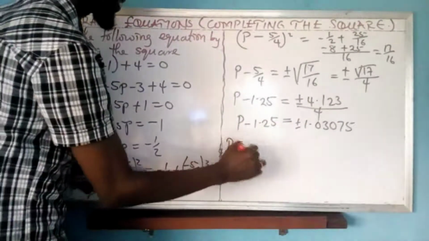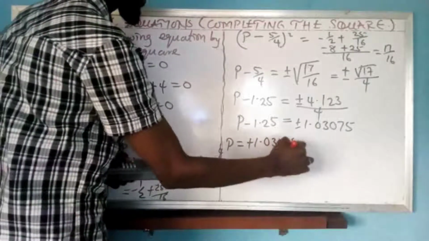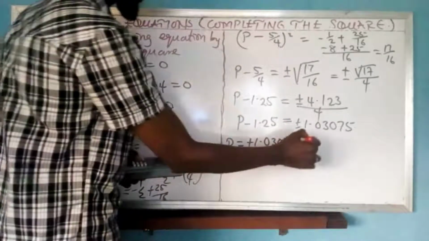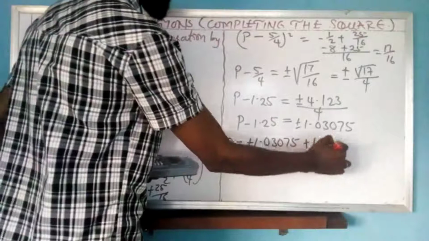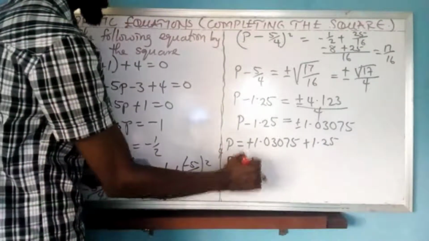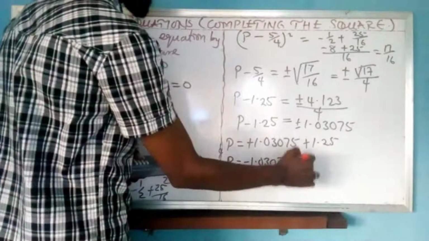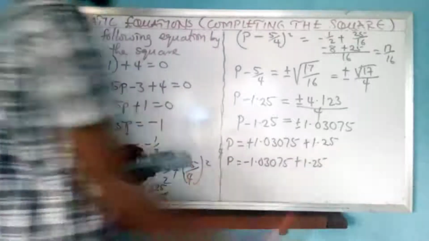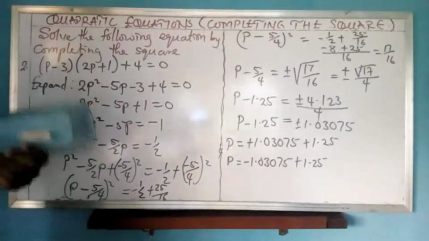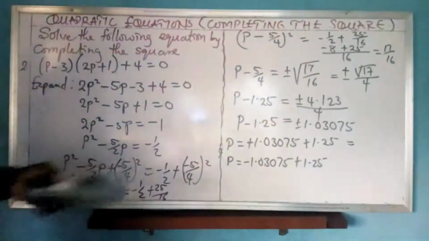So our p will now be plus 1.03075 minus, this one is going to what? To go and add in the other side. That is 1.25. Or we can have it to be p is equals to minus 1.03075 plus 1.25. Don't forget 1.25 is going to the other side to go and add together, okay? So add it together. So what's the answer here when we add it together?